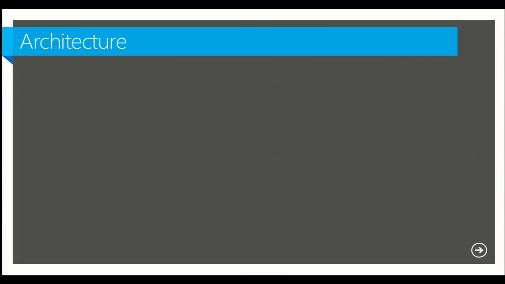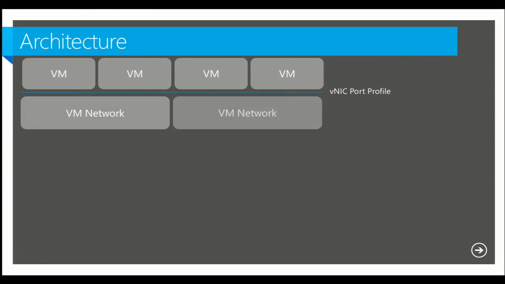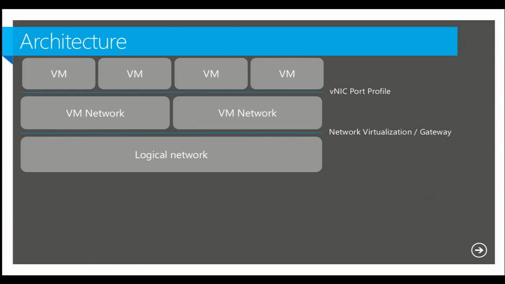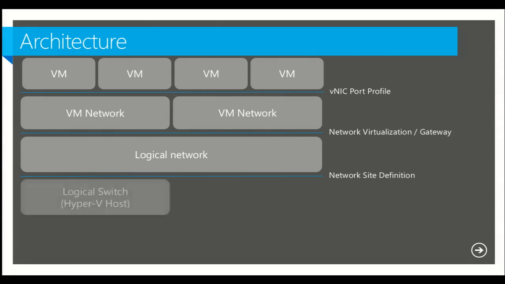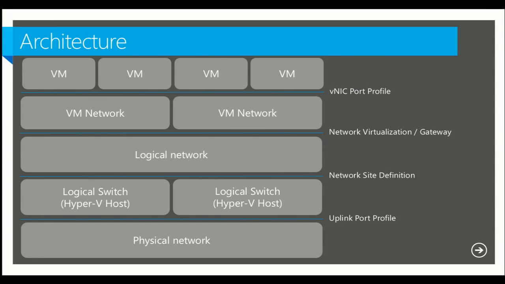So then a quick overview of the architecture. Your VMs sit on top, kind of pulling all this together. Your VNIC profiles then tie those to the VM network. And then your network virtualization, if you're talking between hosts or if you're trying to talk to the outside world, it's a gateway. This is what connects to the logical network. And then your site definition connects those logical networks to the logical switch in the Hyper-V hosts. Same logical switch like it's been in the Hyper-V host before. And the uplink port profile is the thing that's defining how those logical switches connect to the physical ports on the Hyper-V host.